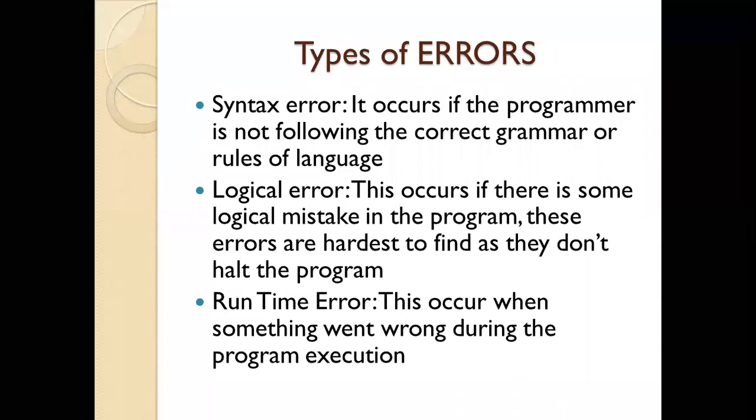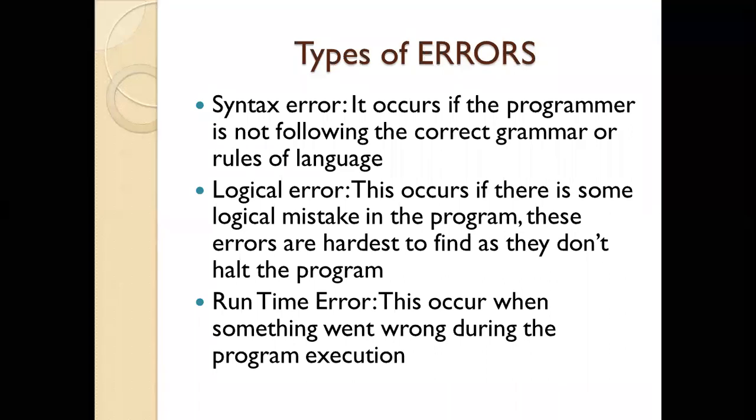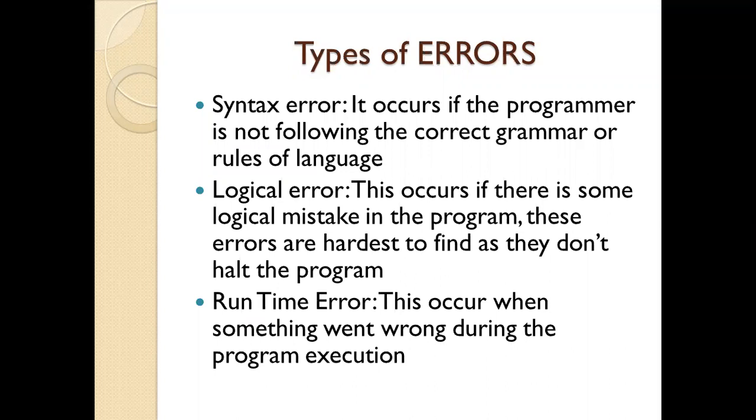So basically, these are the three types of errors: syntax error, logical error, and runtime error. Syntax error means you are not writing the correct grammar, or you are not using the rules of the language correctly. Logical error means the output is coming, but the output is not correct, because you have maybe written the incorrect symbols for multiplication, division or addition. The program is not getting stopped, but the output is not correct. So these types of errors are known as logical errors.